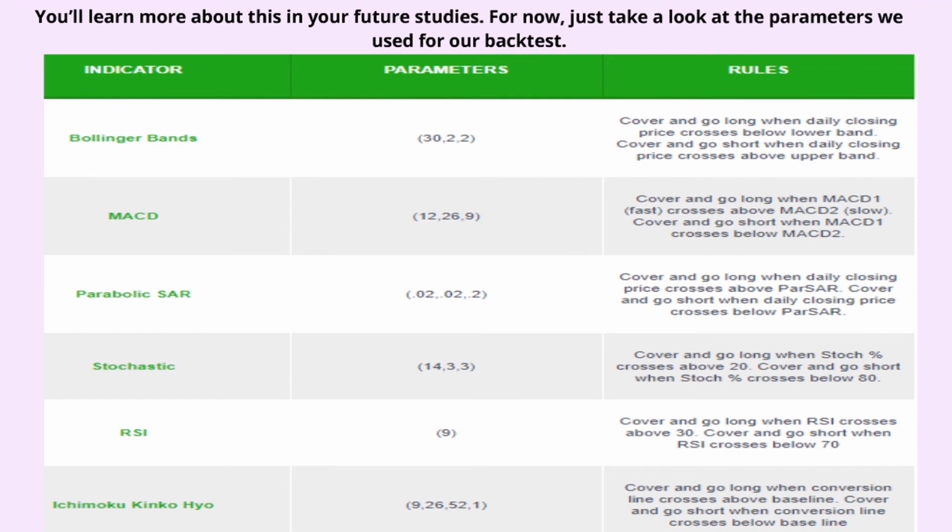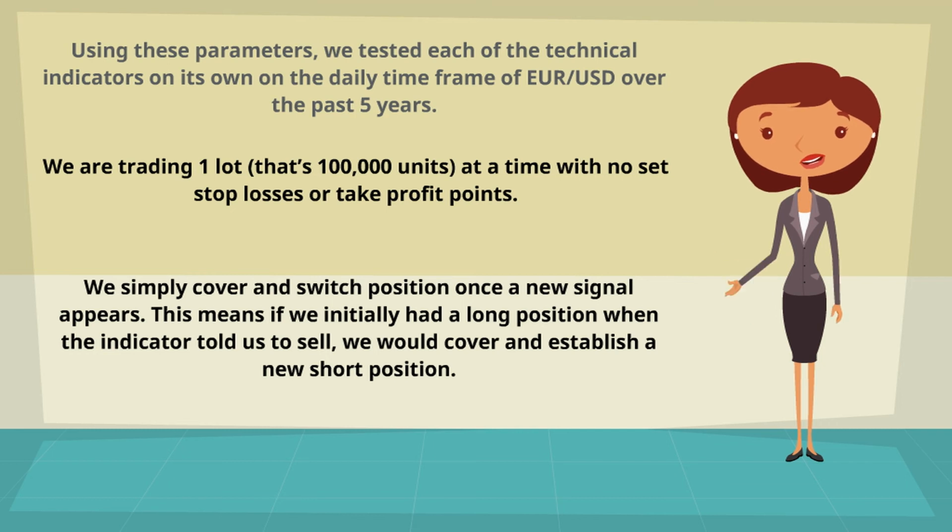Using these parameters, we tested each of the technical indicators on its own on the daily time frame of Euro-USD over the past 5 years. We are trading one lot, that's 100,000 units, at a time with no set stop losses or take profit points. We simply cover and switch position once a new signal appears. This means if we initially had a long position when the indicator told us to sell, we would cover and establish a new short position.